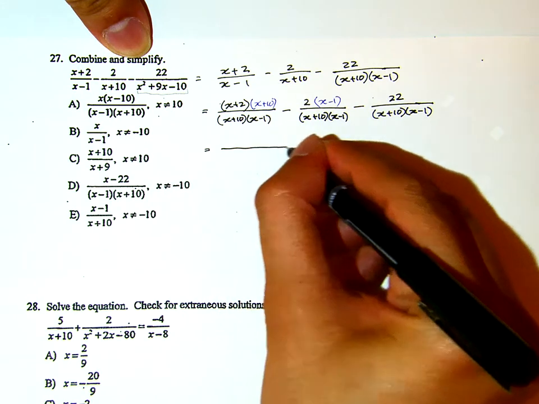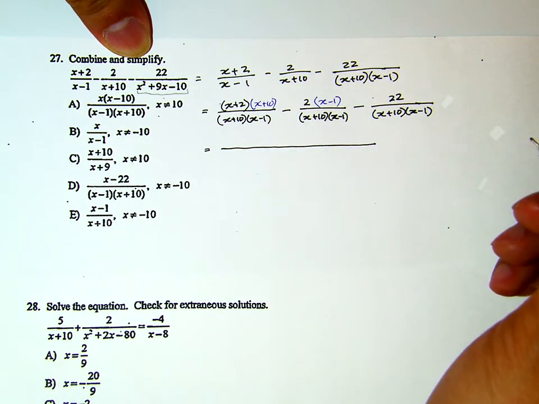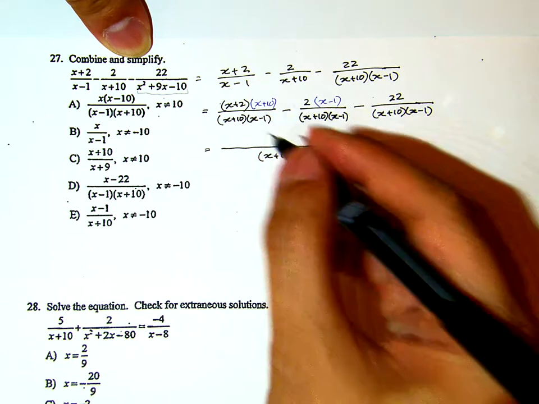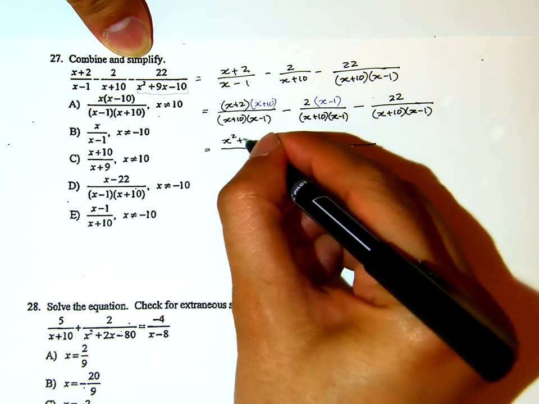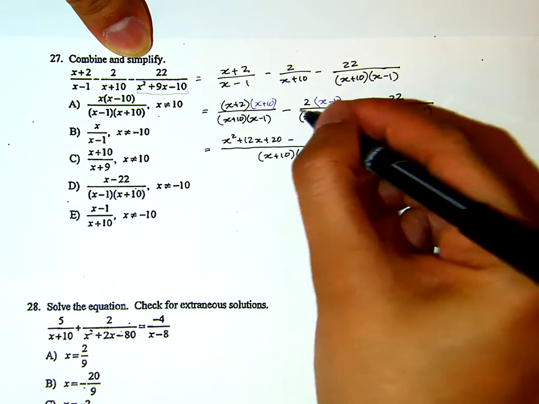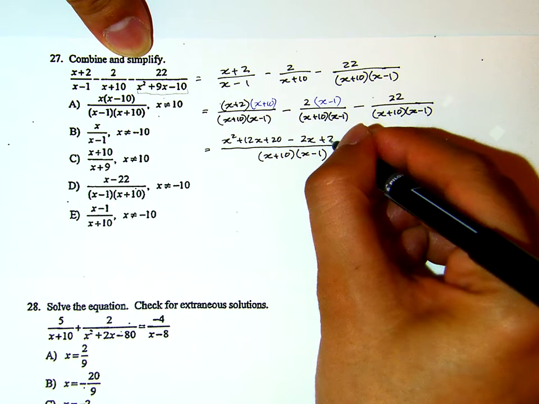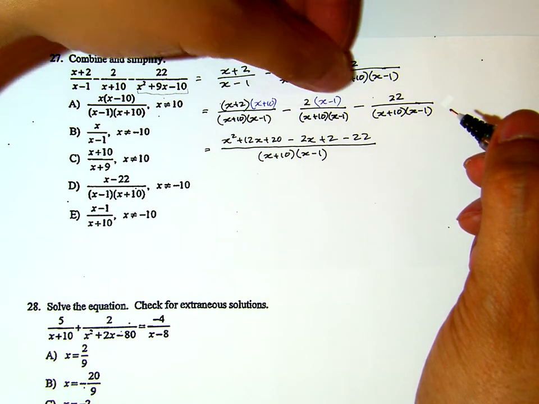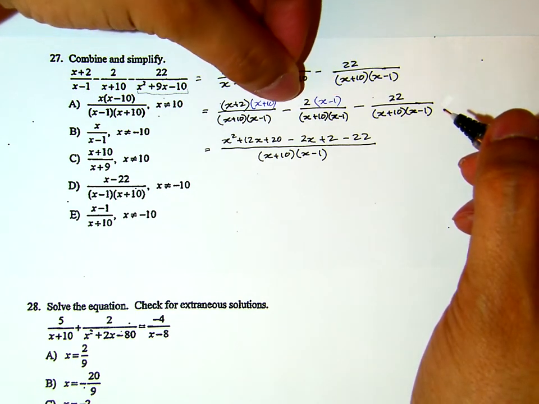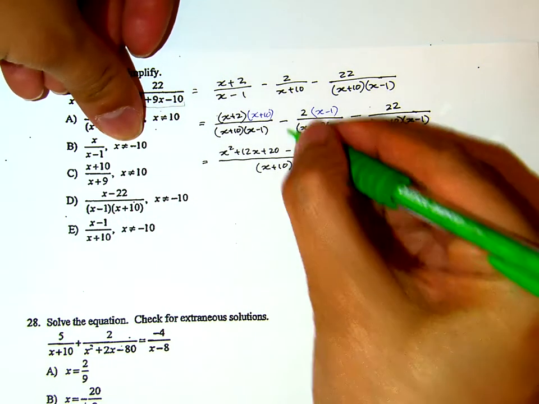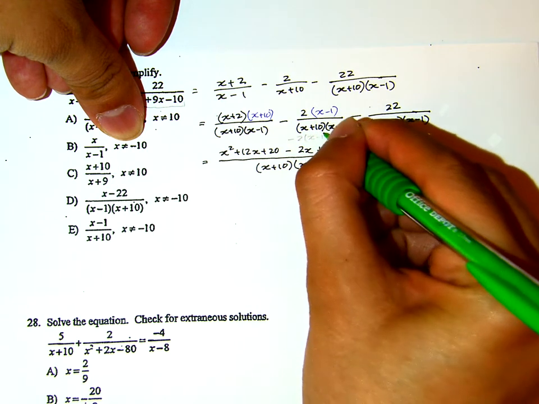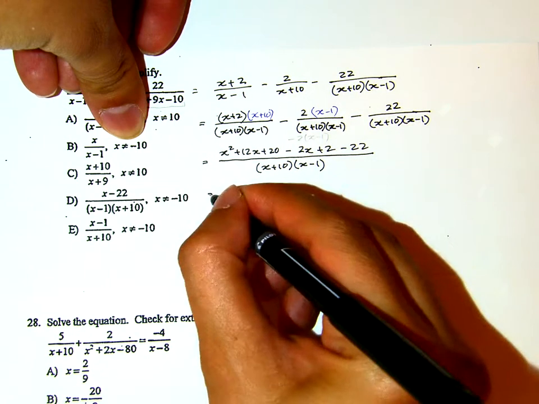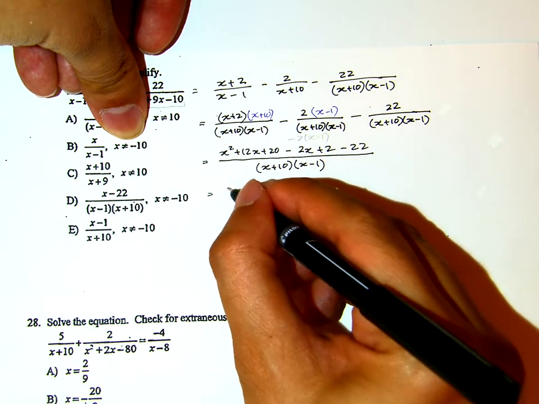Now the next thing I will do is put them together. At the bottom I have (x + 10)(x - 1), and at the top let me FOIL this. This is x squared + 12x + 20, minus, I distribute this, 2x - 2, minus 22. But be a bit careful, especially when you subtract a group. Maybe it's safer to write this as negative 2 times (x - 1) first. But if you can be careful enough, then go ahead with distribution right away.